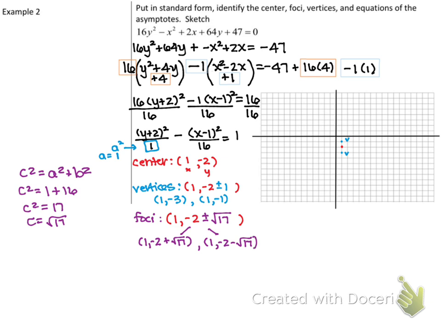Okay, root 17, that's slightly bigger than root 16, so it's slightly bigger than 4. So from my center, I'm going to go 1, 2, 3, 4, and a tiny bit up. 1, 2, 3, 4, and a tiny bit down. So those are my foci. All right, now I'm going to figure out what my asymptotes are.